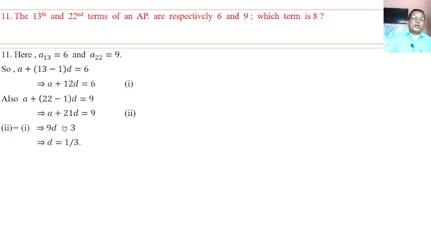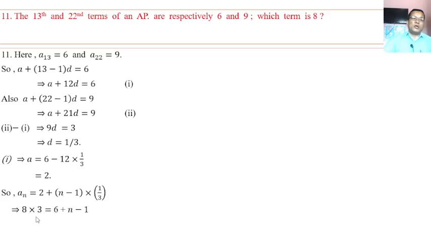Substituting the value of D, 1 by 3, in equation 1, we have A equal to 2. The first term is 2 and the common difference is 1 by 3. We need to find n such that the n-th term is 8. So A_n equal to 8, using the formula we have this, and n gives the value 19.